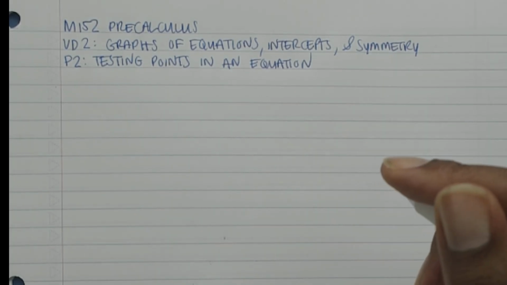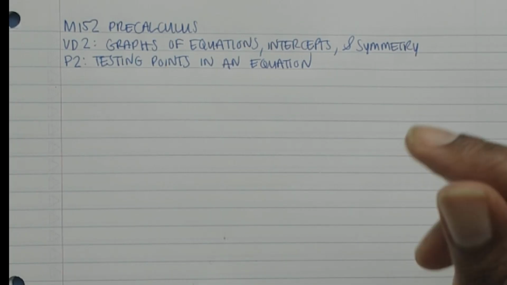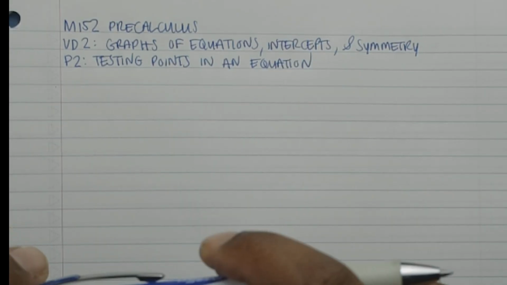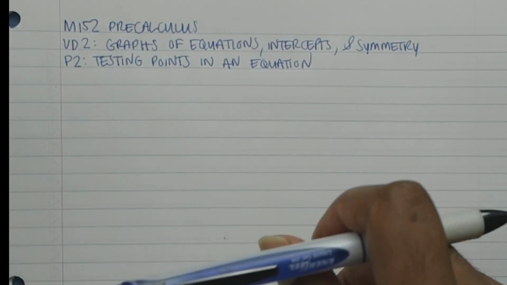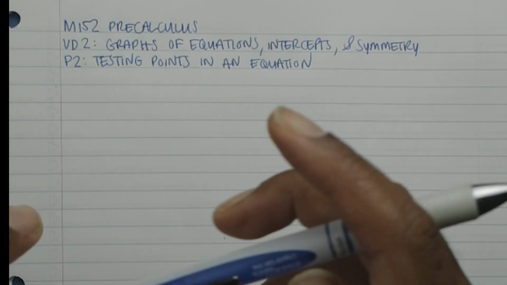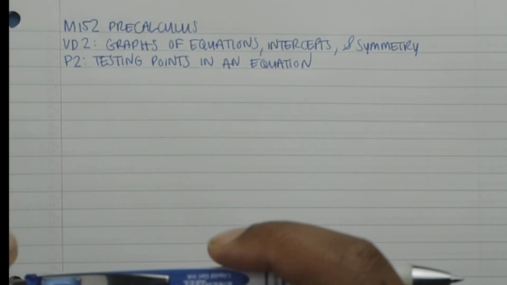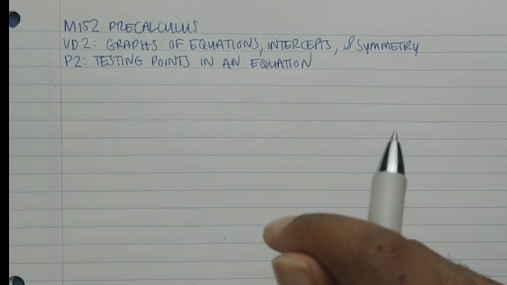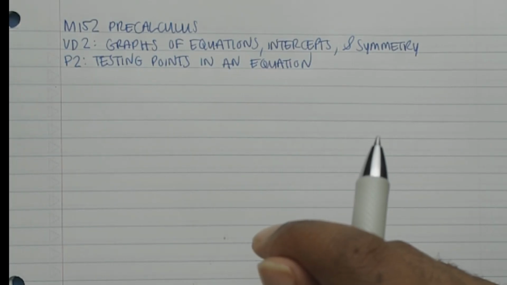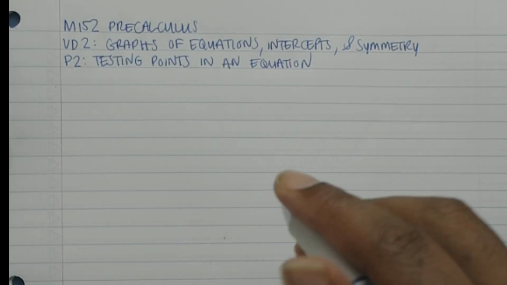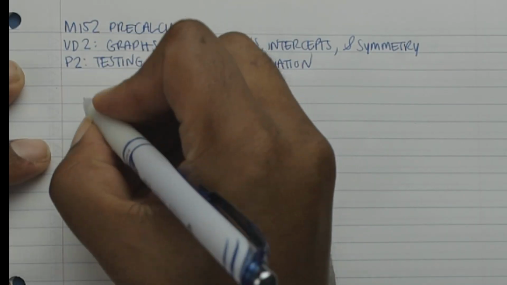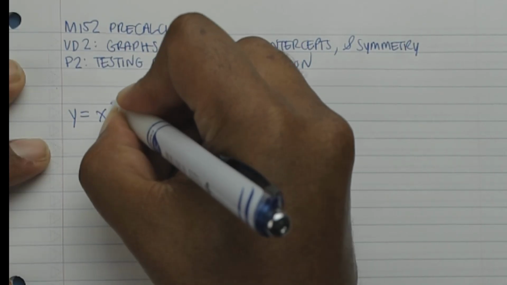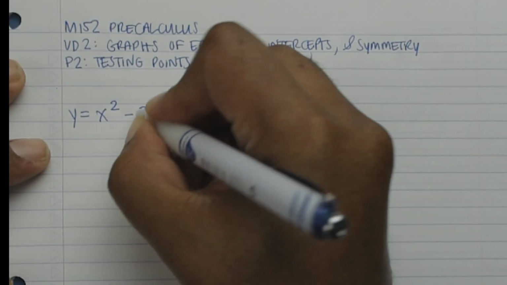Hello again. In our last video, we learned that a graph is made up of all ordered pairs that make an equation true. Now we are going to test whether a specific point belongs to the graph of an equation. So let's begin with this equation here. y equals x squared minus 3.